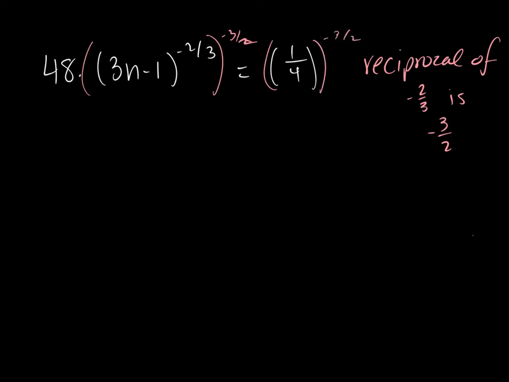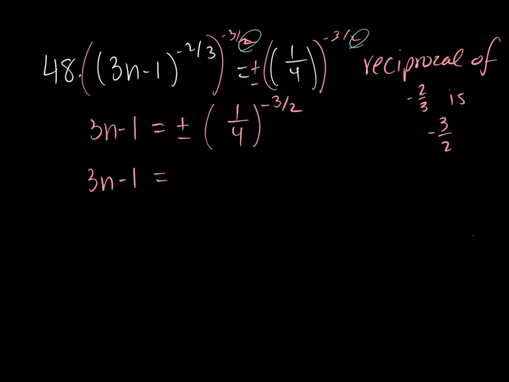But when we do this, remember, that means we just put in a square root, right? Because this half right here is a square root. So we have to add in a plus or minus in front on the right. So the power on the left cancels out, and we're left with 3n minus 1 is equal to plus or minus 1/4 to the negative 3/2 power. So what we're going to do now is first flip what's in the parentheses on the right, so we get 4 to the positive 3/2 now.